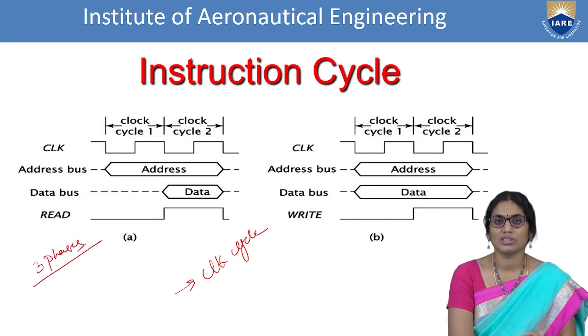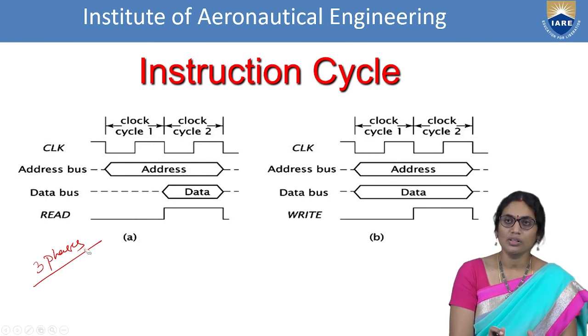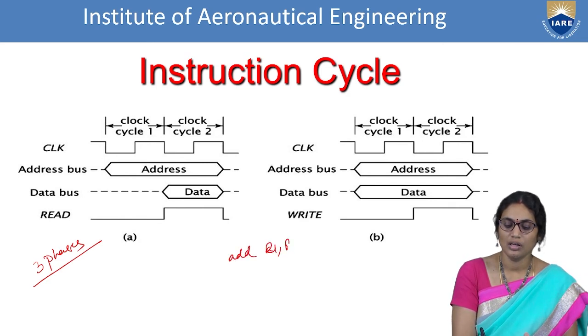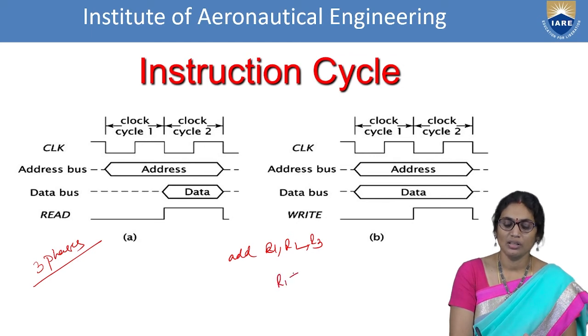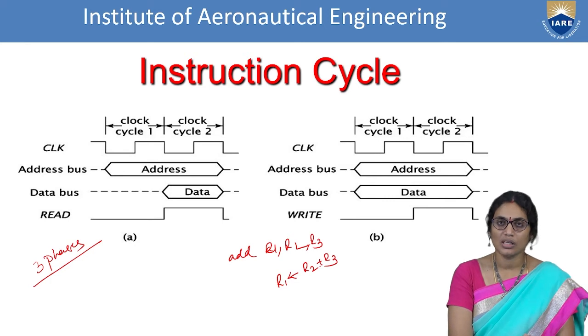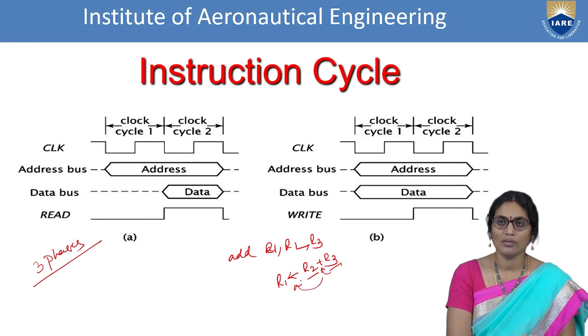Now what do we mean by instruction cycle? We can explain with an example. For example, I am writing ADD R1, R2, R3. What does this instruction mean? It means R1 = R2 + R3. That means the data in R2 and the data in R3 are added and stored into R1.